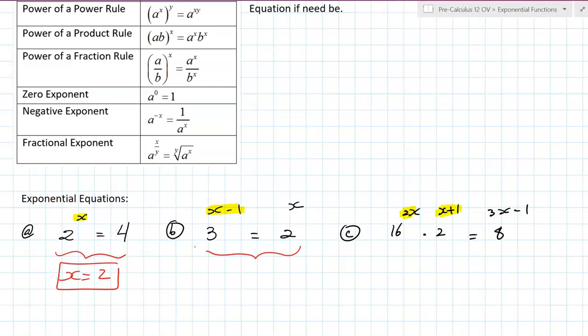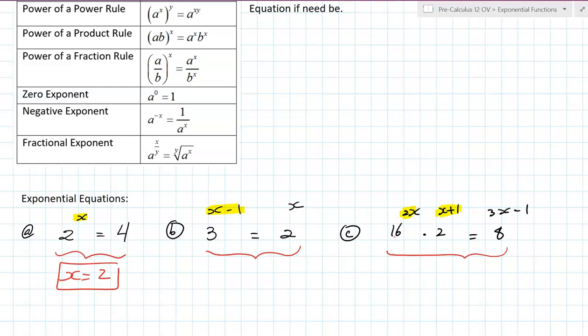Because you don't know what that is, there is a process that I'm going to teach you, but that comes a little bit later on. For the purpose of this section, exponential equations, we want to make sure that in the questions that do show up, all the bases are the same. So, for example, look at example C.